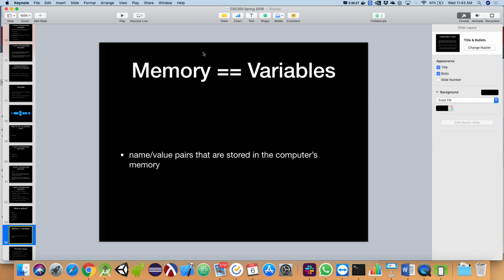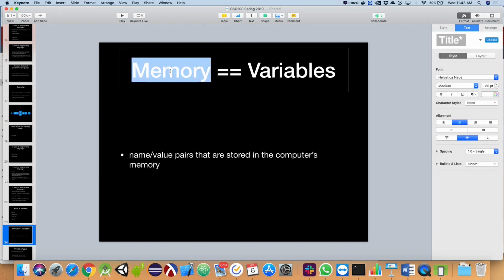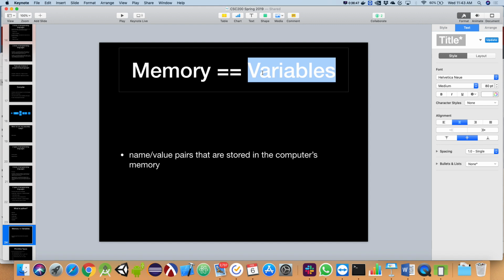All right, so now we go back to that idea of how do human beings solve problems? We remember things, we ask questions, and repetition. So kind of our first construct we think of with our programming languages is that mapping, the way for a computer programming language to emulate the way that we remember things is through something called a variable. Okay? And a variable is a name-value pair that we store somewhere in the computer's memory.